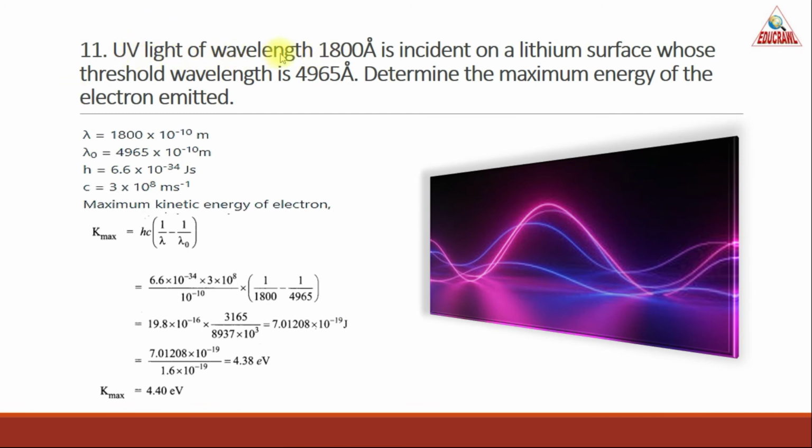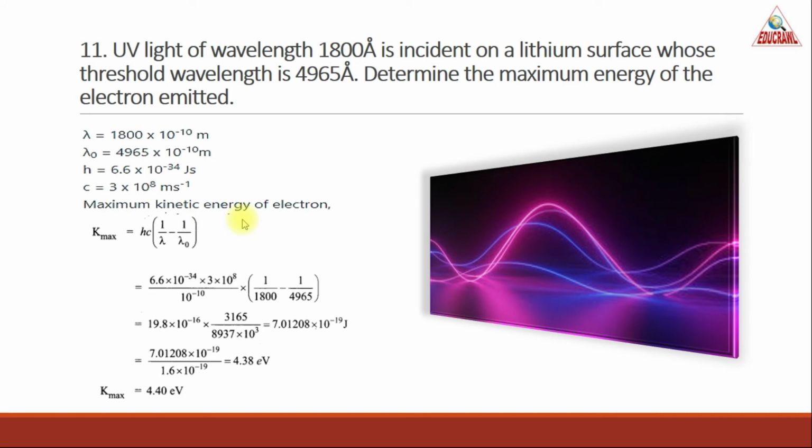Now the 11th problem. UV light of wavelength 1800 Angstrom is incident on a lithium surface whose threshold wavelength is 4965 Angstrom. Determine the maximum energy of the electron emitted. So the given data is lambda is equal to 1800 into 10 power minus 10 meter. Lambda naught, the threshold wavelength, is 4965 into 10 power minus 10 meter. H, the Planck's constant, is 6.6 into 10 power minus 34 joule second. The value of c, the speed of light, is 3 into 10 power 8 meter per second.